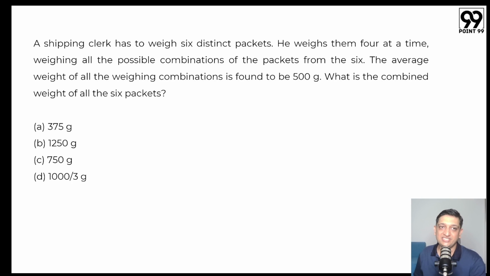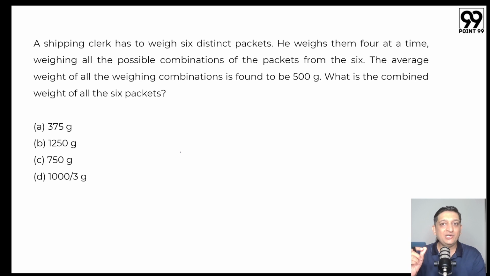Now look at this question. It's a very interesting question. Try it out and then you can have a look at the solution that will follow. We are talking about a shipping clerk who has to weigh 6 distinct packets. Now, this particular shipping clerk weighs them 4 at a time, weighing all the possible combinations of the packets from the 6. The average weight of all the combinations is found to be 500 grams. What is the combined weight of all the 6 packets?